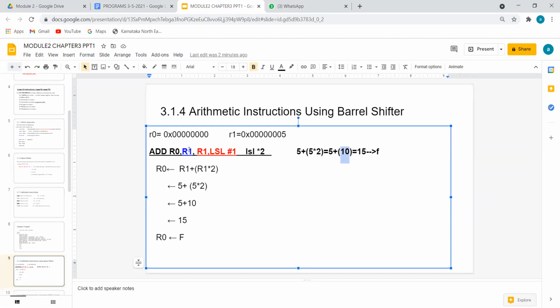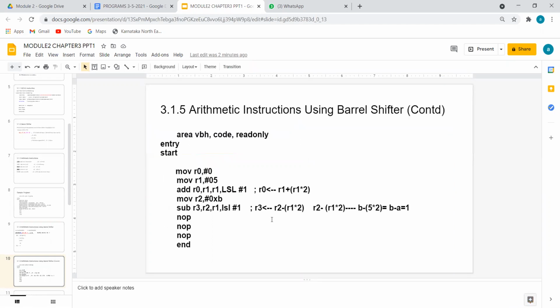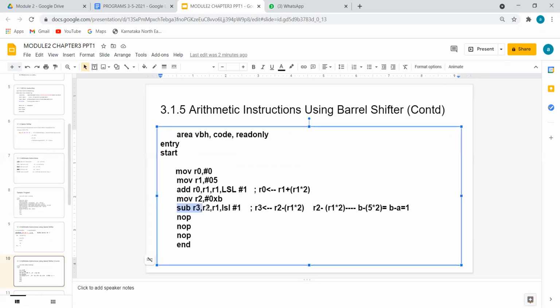Then the original R1. What is the original R1? 5. So between 10, which is R1 LSL, and the original R1, what we have to do is addition. So we get 15. The answer 15 should be converted into hex. Then we have stored it. The same I have shown in the program using subtraction. Okay. So here is the part which I finished in our previous class.